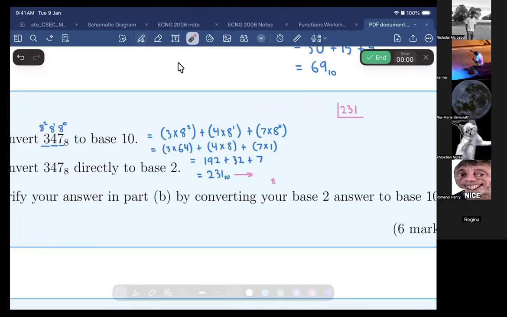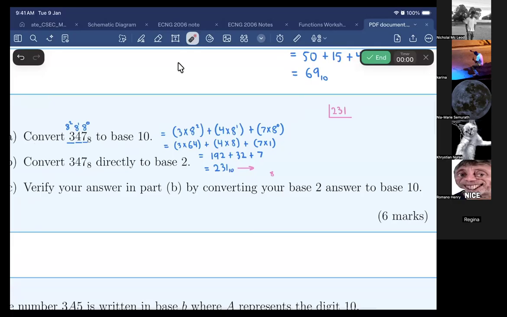Guys, when I convert this to base 8, what am I supposed to get? If it's correct, what will I get? Anybody? I'm only hearing one person. Guys, 347, right? Isn't that what we just did? We converted 347 to base 10. So this is actually 347 base 8, but let's check it for ourselves.